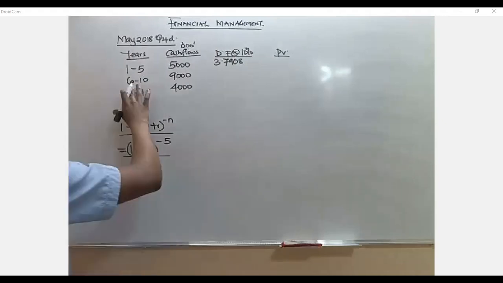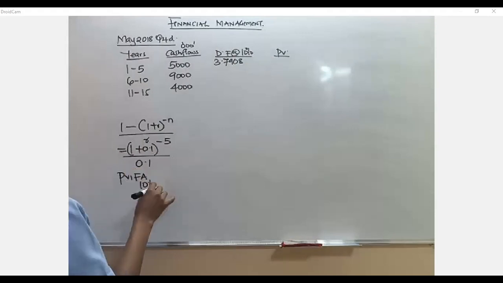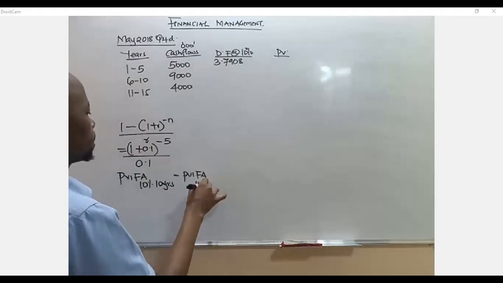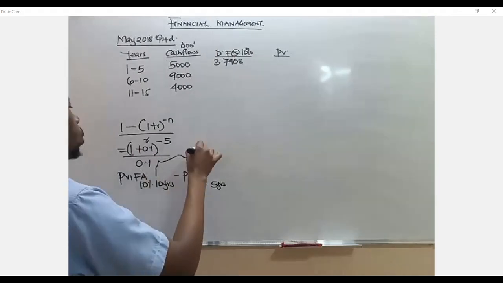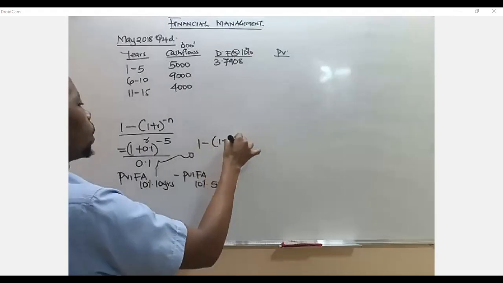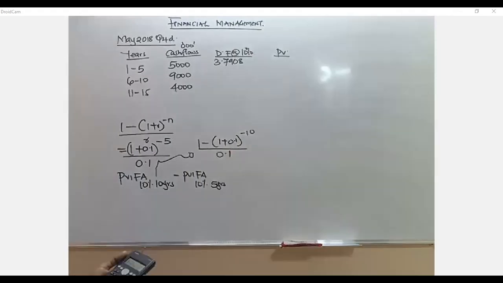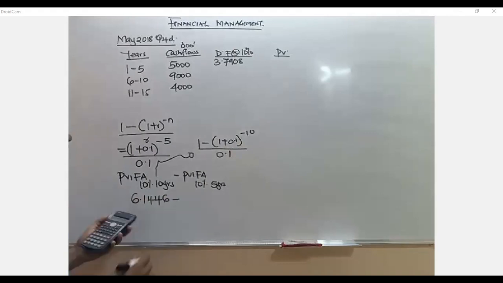Now we go to years 6 to 10. We take the present value interest factor annuity, 10%, 10 years, minus the present value interest factor annuity, 10%, 5 years. This is very simple. Use your formula here. I take 1 minus 1.1 raised to the power negative 10, then I divide by 0.1, getting 6.1446. Minus what about for 5 years?